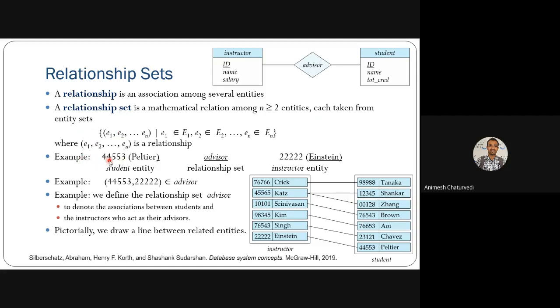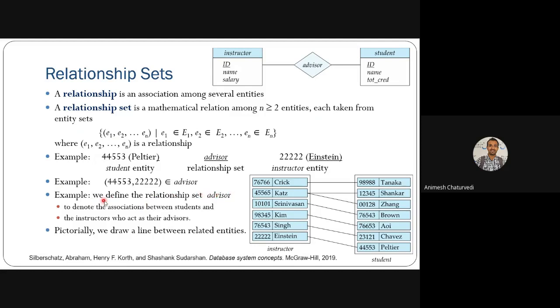Then an example is like there's some student whose name is Peltier, and this is his ID. That student has the advisor Einstein, which is this one. So this instructor entity was there, 22222, and the example could be written like this: 4445553 comma 22222. So this is how the relationship of advisor could work.